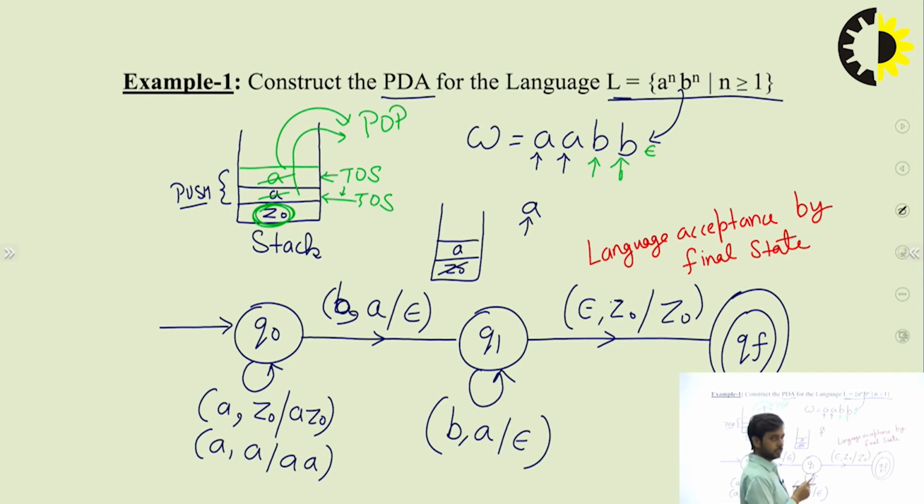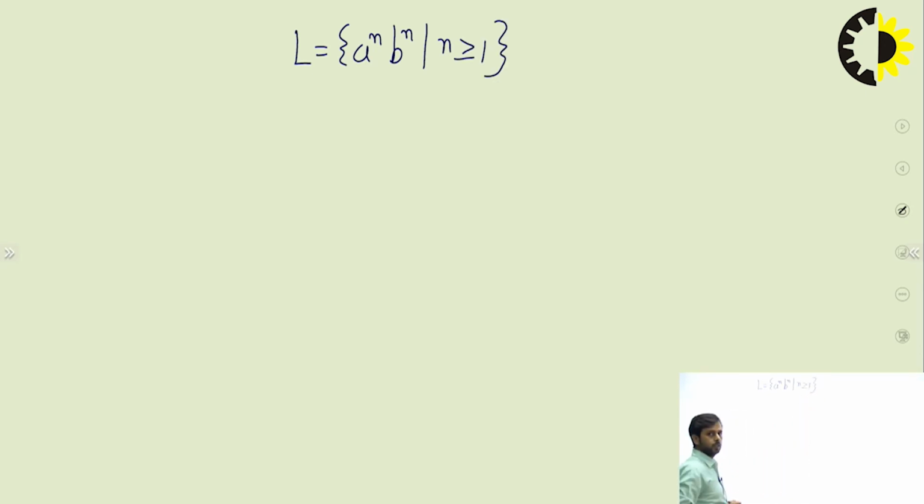Now see the same example, construct the PDA but with language acceptance by empty stack. Let's see how we construct the PDA for language acceptance by empty stack. Here the language is A raised to power n, B raised to power n, and n is greater than or equal to 1. So there is state Q node.